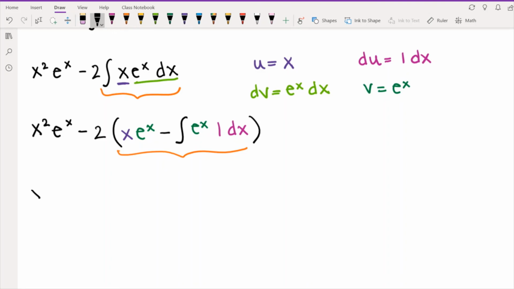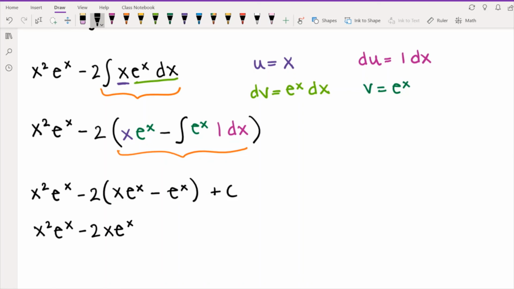Okay, so now when we simplify this, we have x squared e to the x minus 2 times x e to the x minus, and so what is the antiderivative of e to the x? It's just e to the x plus c. I guess we should put that somewhere. I'll just put it here. And so putting this all together, we have x squared e to the x minus 2x e to the x minus 2 e to the x plus c. And it kind of looks like we should be able to combine things, but actually nothing here can really combine. You could factor out an e to the x if you wanted to, but other than that, there's not really much we can do to simplify.